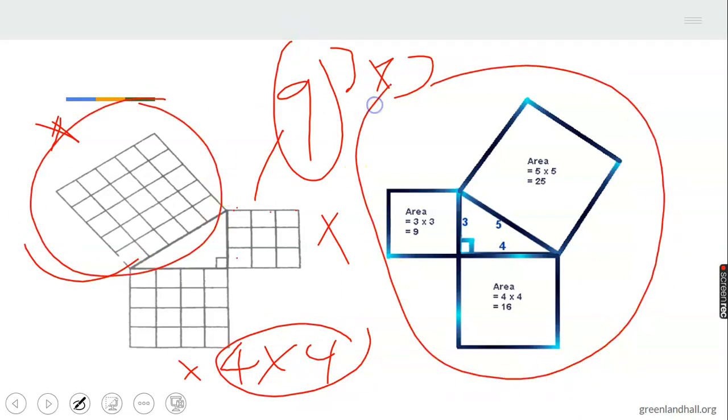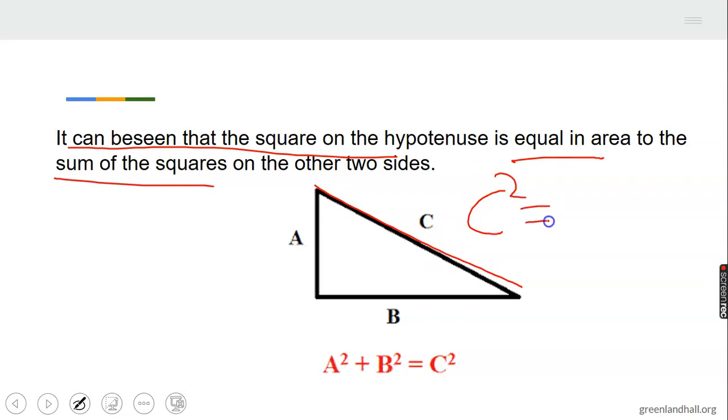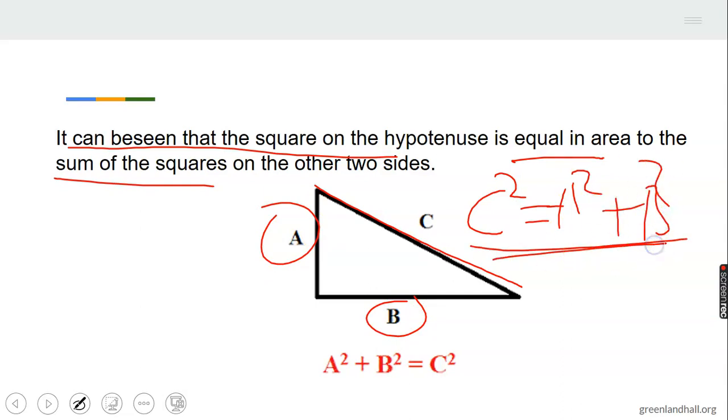An example is shown here. The area of this side is 25, while the area on this side is 9, and the area on this side is 16. 16 plus 9 will give us 25. Now, it can be seen that the square on the hypotenuse is equal in area to the sum of the squares on the two other sides. That is, the square on this side, which is the longest side, equals the sum of the squares of these two other sides, a square plus b square. This rule is what we call Pythagoras rule.